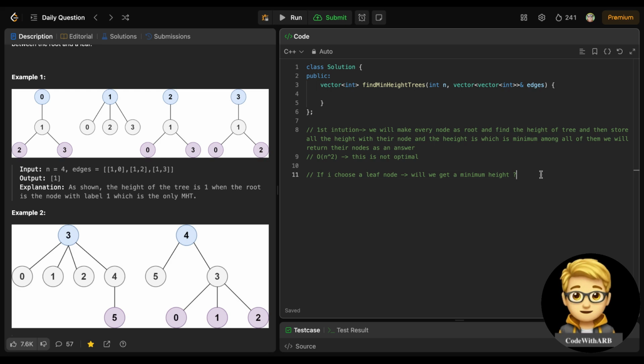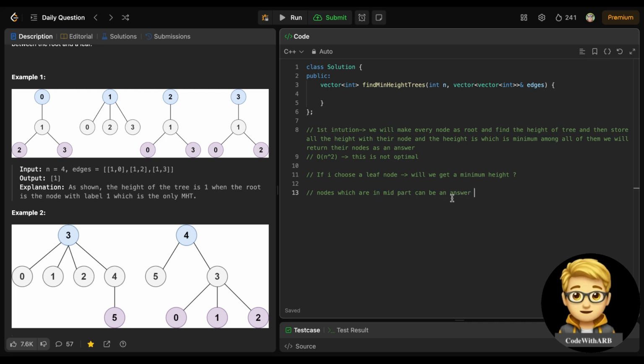So a leaf node cannot be an answer, right? So what can be the answer here? A leaf node is not an answer. So the nodes which are in the middle of the tree can be an answer, right? The nodes which are in the mid part can be an answer.